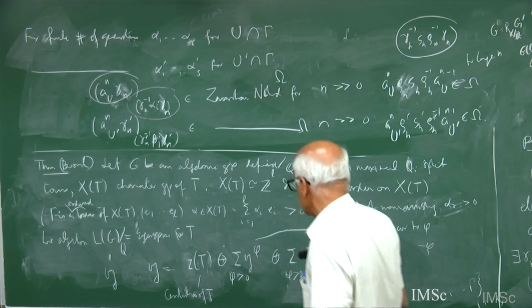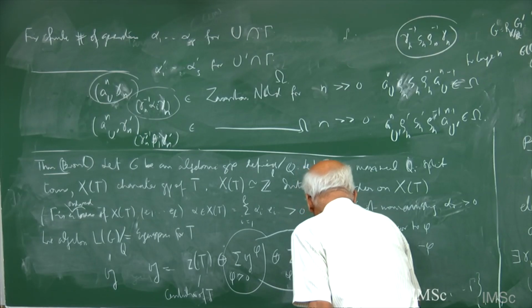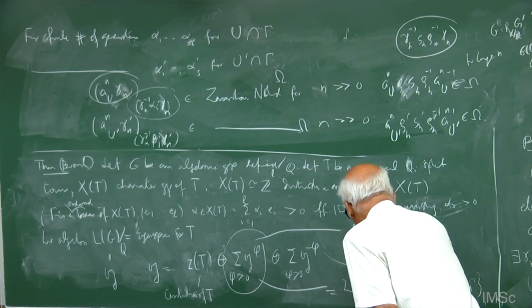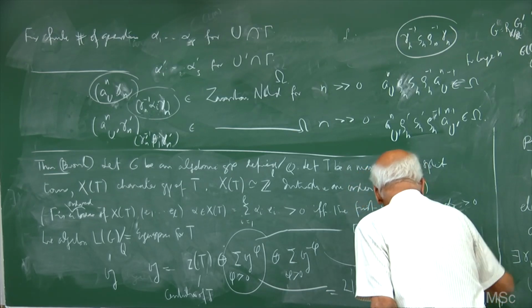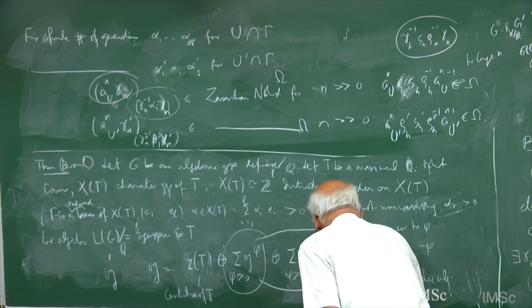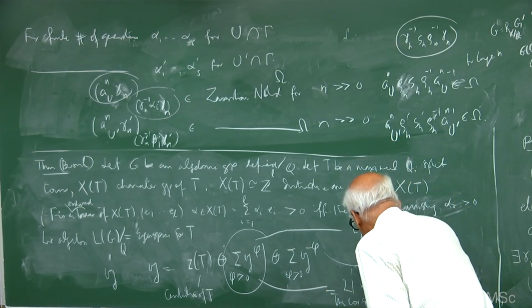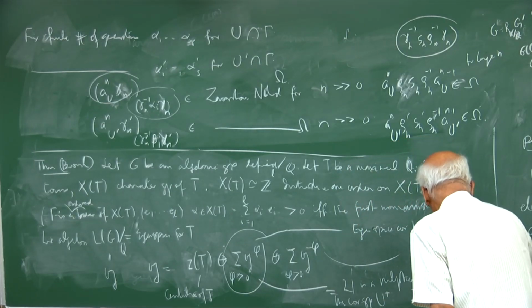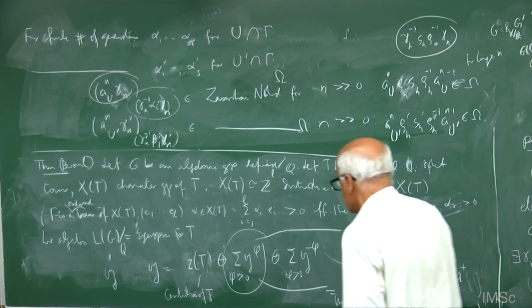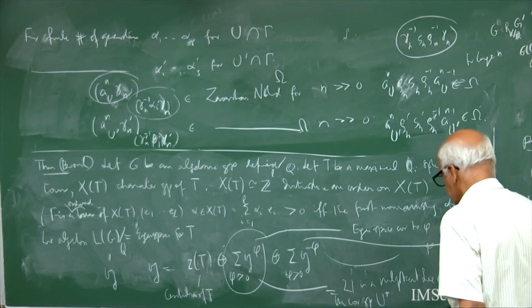The Lie algebra breaks up like this, and this part, which I call U, is a nilpotent Lie algebra. The corresponding group is denoted U plus. Nilpotent Lie algebra, let me call that small u plus, and this one is similarly U minus and U minus.